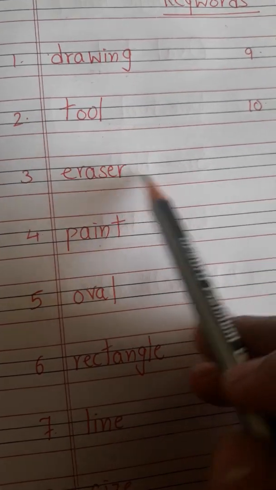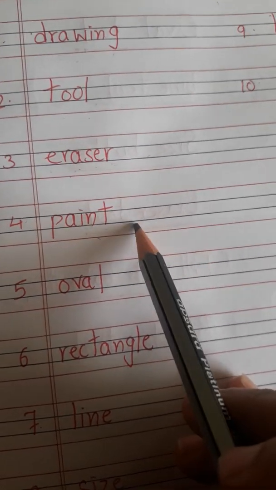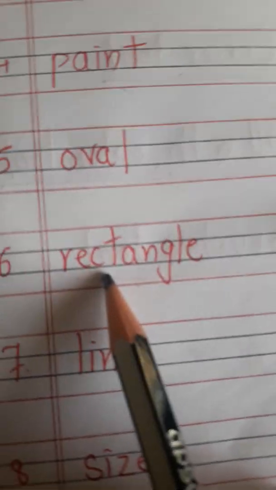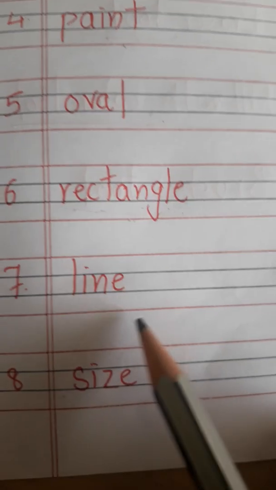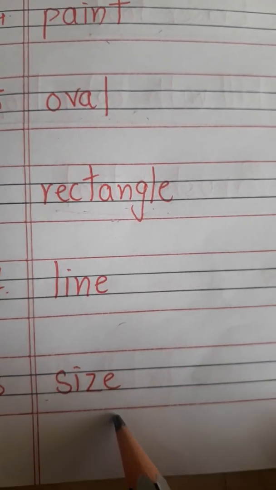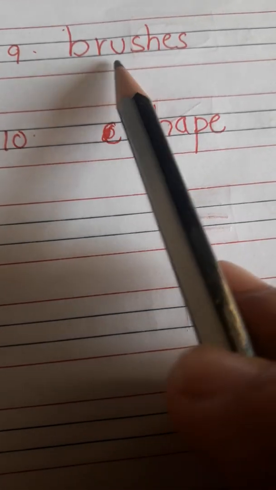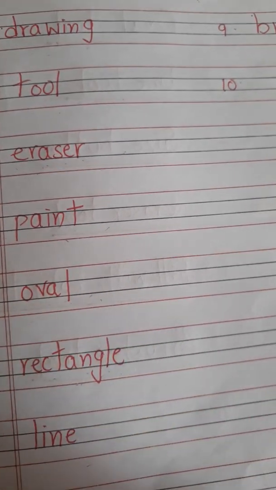T-O-O-L, tool. Eraser. Paint, P-A-I-N-T, paint. Oval, O-V-A-L, oval. Rectangle, R-E-C, T-A-N, G-L-E, rectangle. Line, L-I-N-E, line. Size, S-I-Z-E, size. Brushes, B-R-U-S-H-E-S, brushes. Shape. So these are the 10 keywords which you have to write in your notebook, right? Also, you need to learn them.